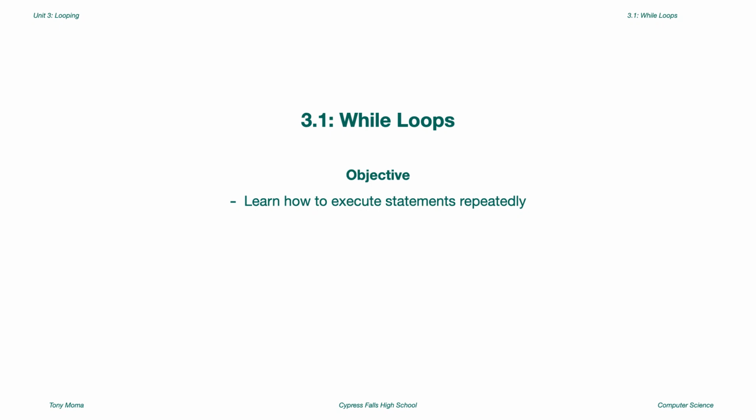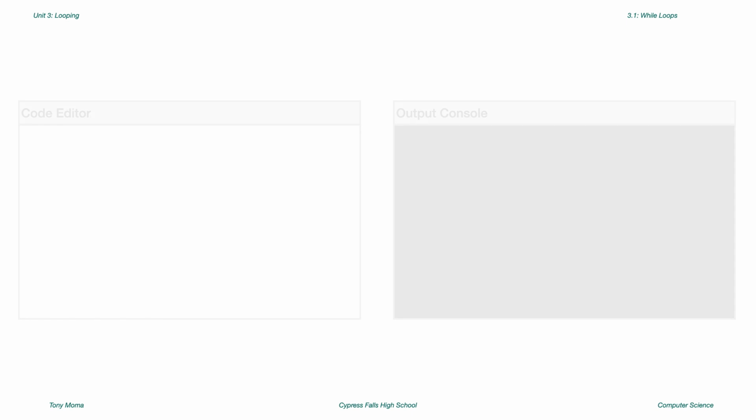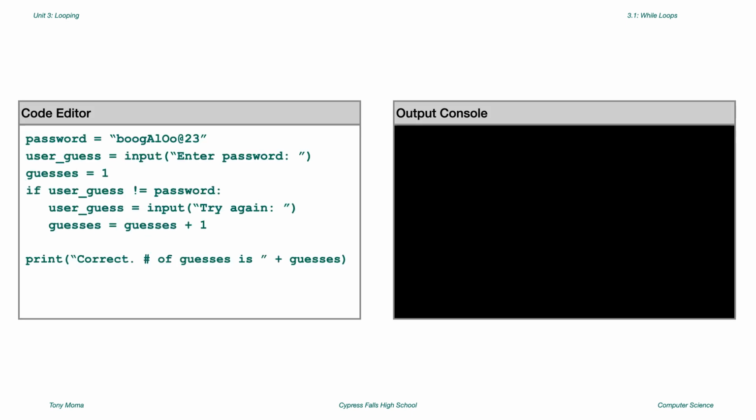While loops. In this video, we will learn how to execute statements repeatedly. Consider the following program. Suppose I want to write a program that asks the user to enter a password, and if he enters the incorrect password, it'll say try again, and if the user enters the correct password, then the program will proceed on to the next step.